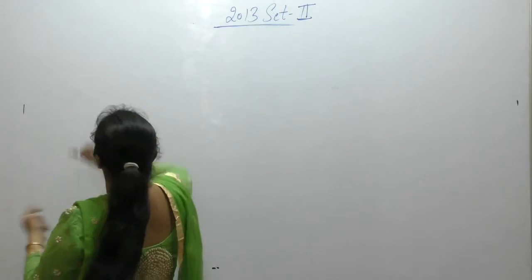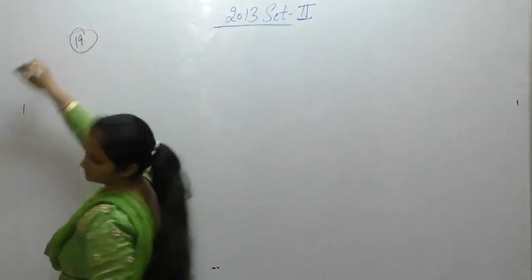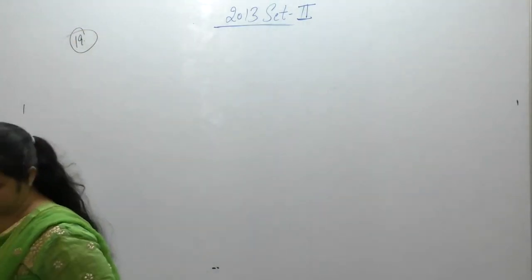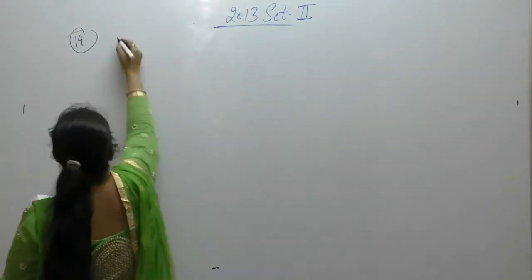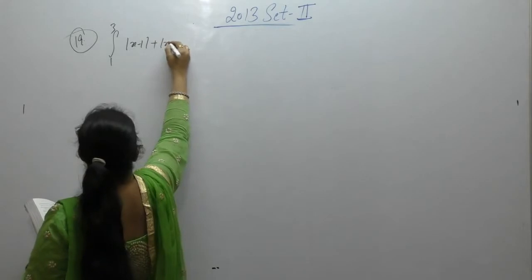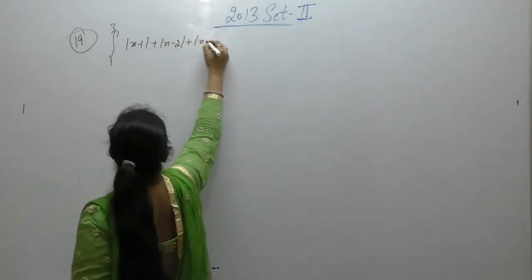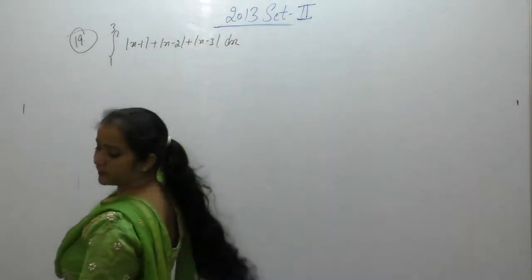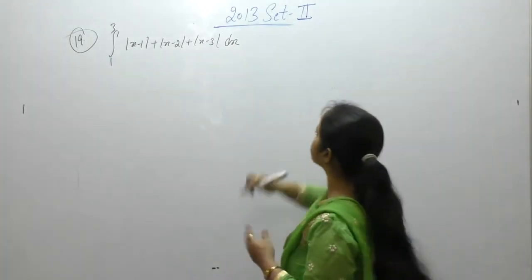Now the next question is question number 19. Evaluate the integral from 1 to 3 of |x − 1| + |x − 2| + |x − 3| dx.